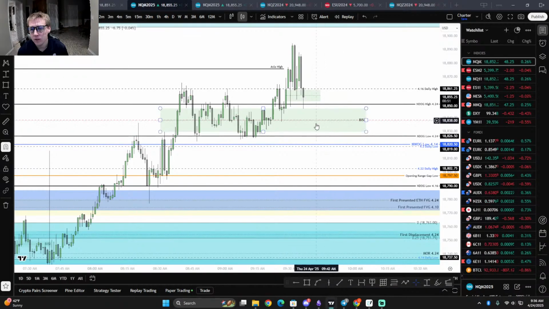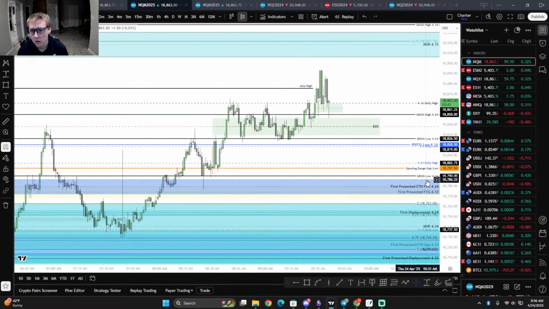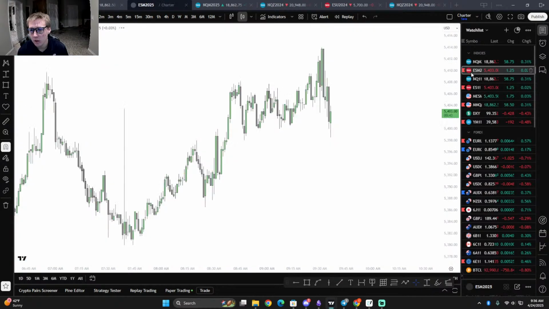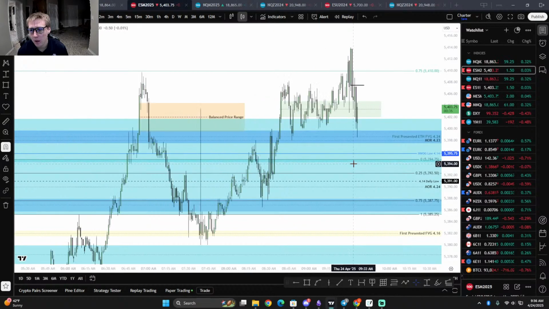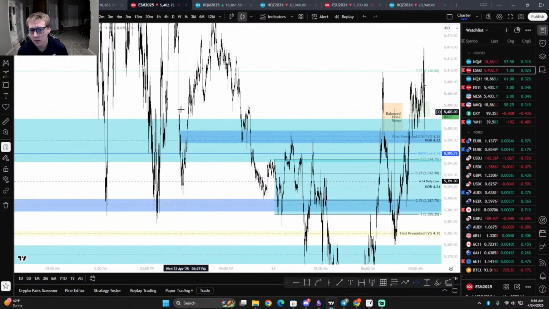Okay, I really want to study this 5 minute fair value gap. If this fails, then we'll see if we want to trade to discount targets. But I think this is just a trade into this first presented electronic trading hours fair value gap. And if you don't know what that is, that's okay.